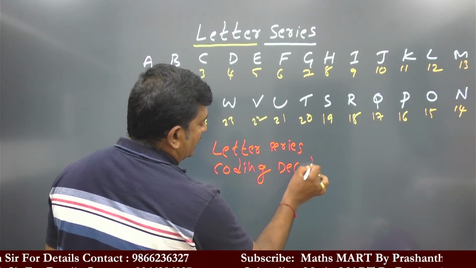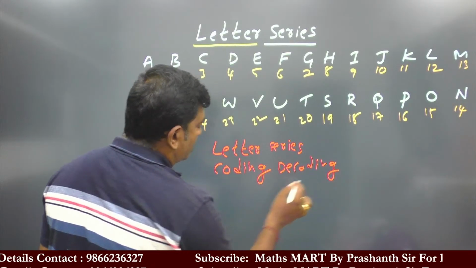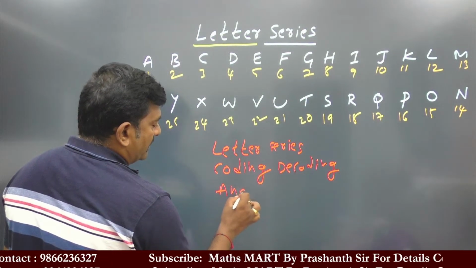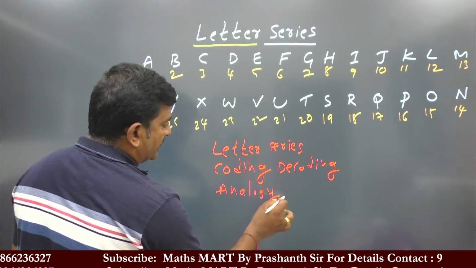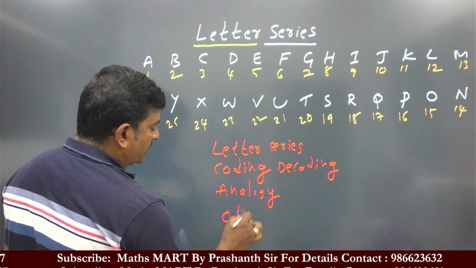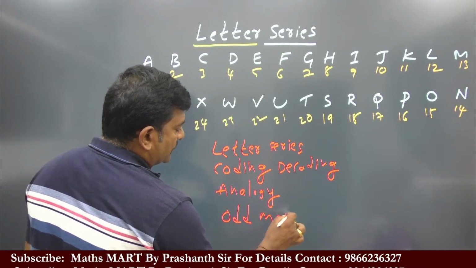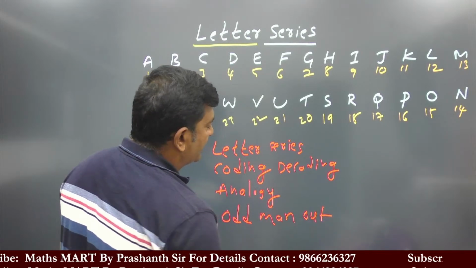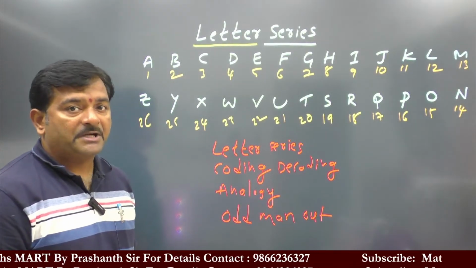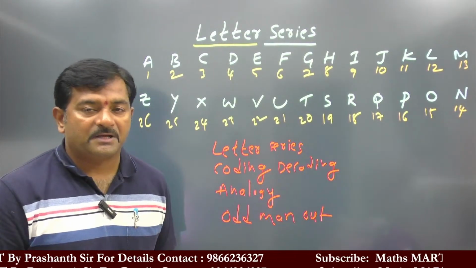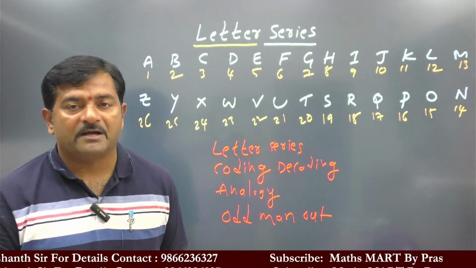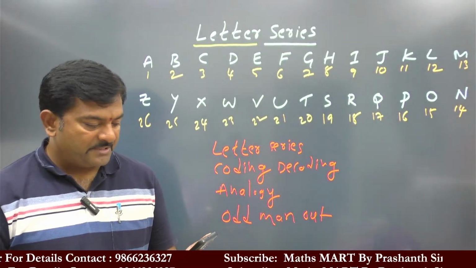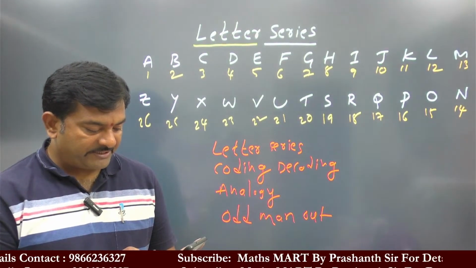After coding decoding, you are having one more chapter called analogy. After analogy, you are having one more top chapter called odd man out. So usually these are the different chapters. In all these chapters, we are going to use the concept of numbering of the alphabet. That is the reason this numbering part is very important.